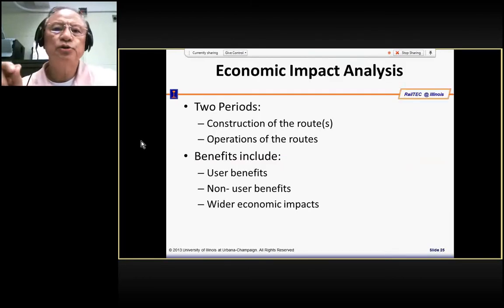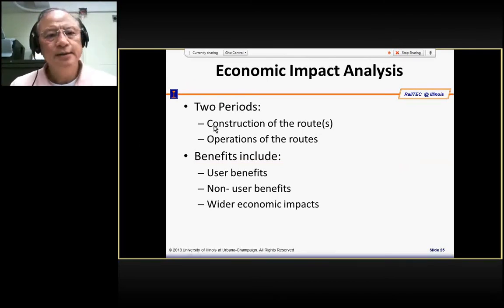Of course, a high-speed rail system also has to consider more than the benefit to the passengers. You also have to consider the impact to the total society, at different times, and for different people or different groups. So there is this kind of economic impact we have to consider: the economic impact to the society during the construction time and during the operation time.